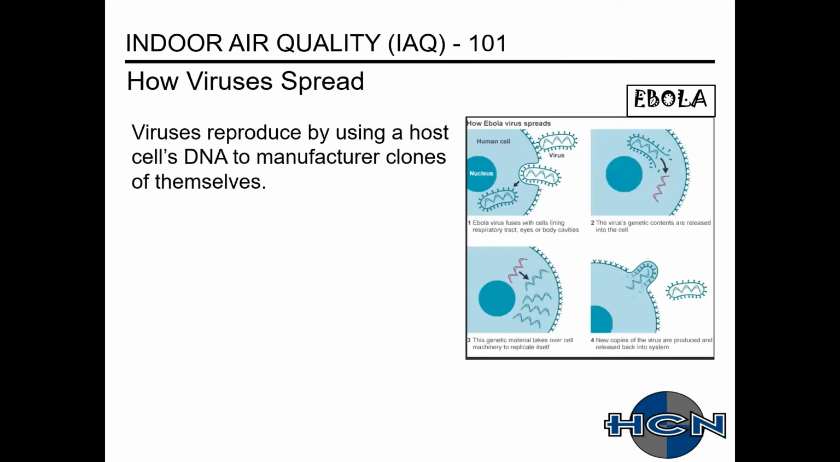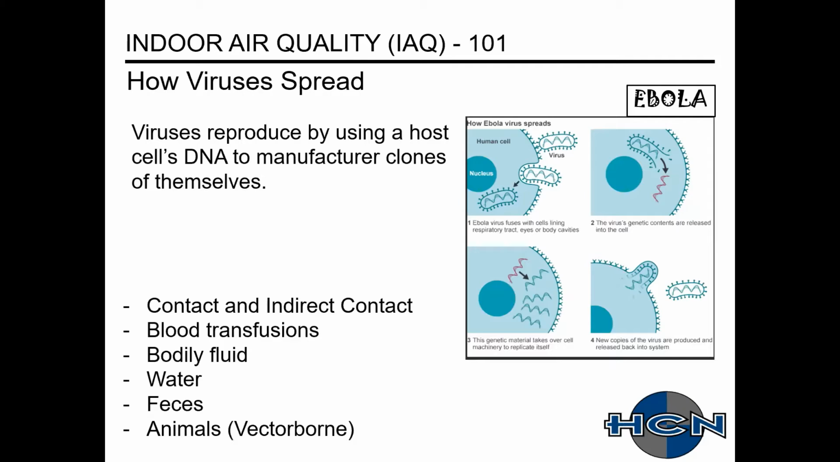So how do viruses spread? This is once again very basic information. Viruses reproduce by using a host cell's DNA to manufacture clones of themselves. Found on the internet for Ebola, but just looking in the upper left-hand corner, the virus attacks the human cell, it ends up replicating itself, and then it releases back into your system. Ways that viruses spread are listed down here on the left. Contact, indirect contact via blood transfusions, bodily fluid, water, feces, and animals, and then just throughout the word vector-borne as a help to all you Scrabble players out there.